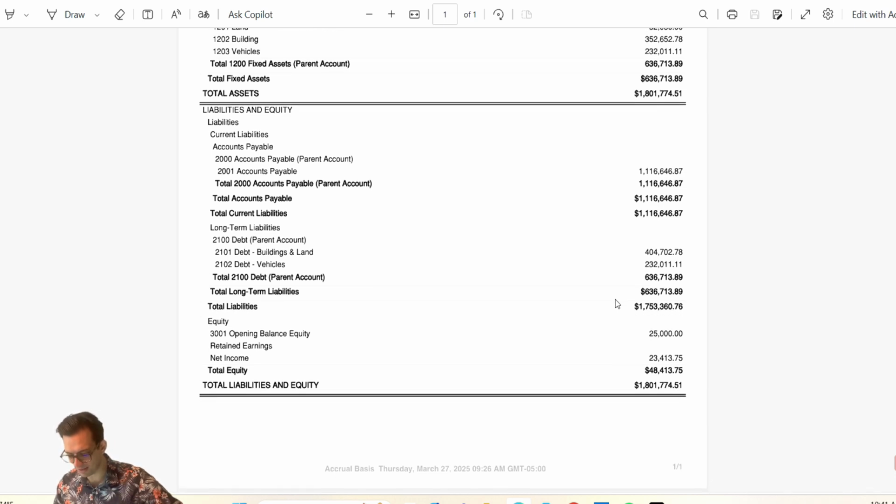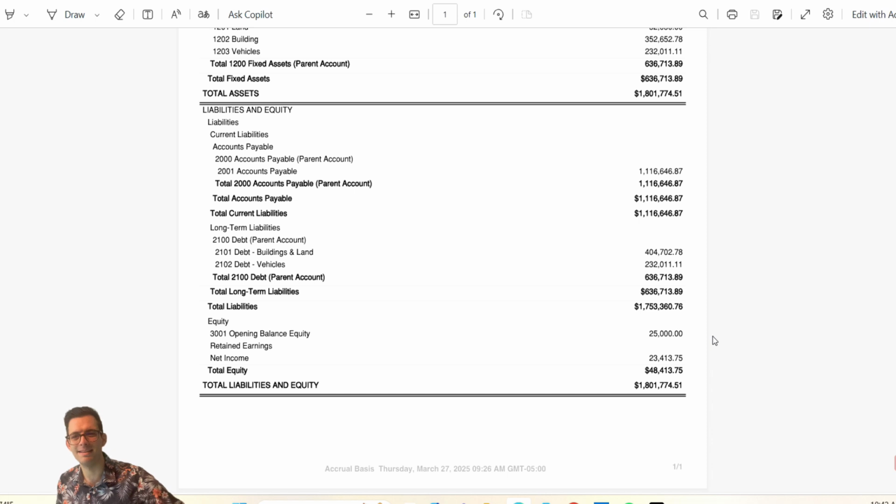And then his total equity, if he cashed out his business today, he's going to take home $48,000. Now, if he put in $25,000 originally, you can see that in the opening equity balance, but he's going to have to pay up all of his debts before he's going to cash out this business. So his assets minus his liabilities is what his equity is. If he stopped doing business today, that's what he's taking home.